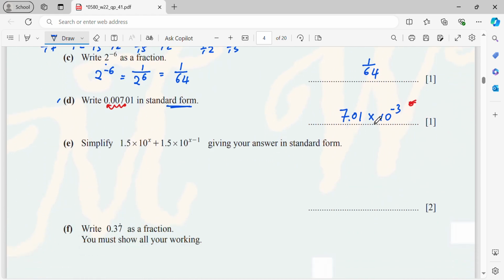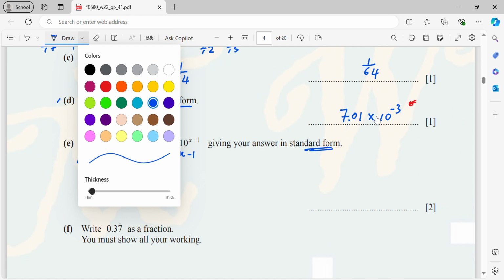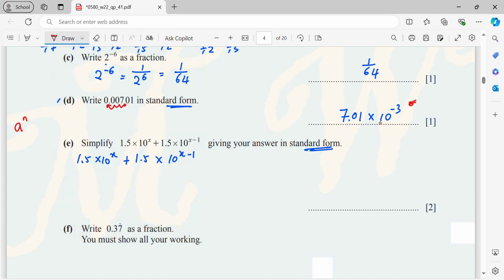Now E, simplify 1.5 times 10 power x plus 1.5 times 10 power x minus 1, giving your answer in standard form. So again, standard form. So here will be 1.5 times 10 power x plus 1.5 times 10 power x minus 1. For the x minus 1, I can use a formula. We have a formula here: a to the power of m minus n is a to the power of m over a to the power of n. Okay, I can split it into a division.